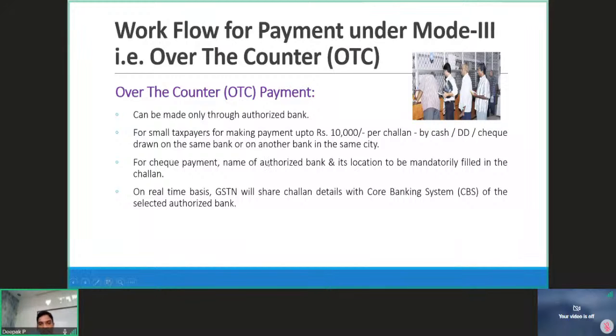For check payment, the name of the authorized bank and its location are mandatory to be filled in the challan. In the challan, I will have to print it and mention the bank details and the check details. On a real-time basis, GSTN will share the challan details with the core banking system. Since I generate the challan from the portal, GSTN will share the details with the core banking system, which is visible to all the banks.